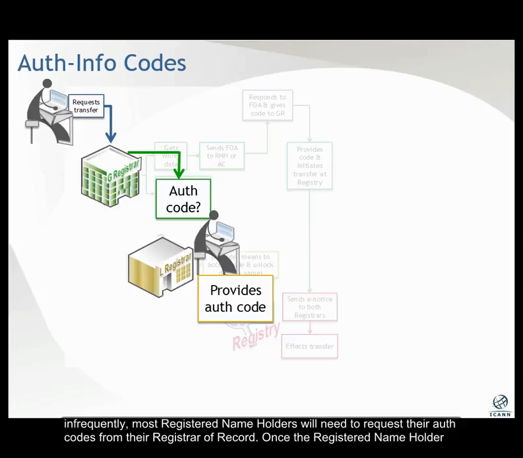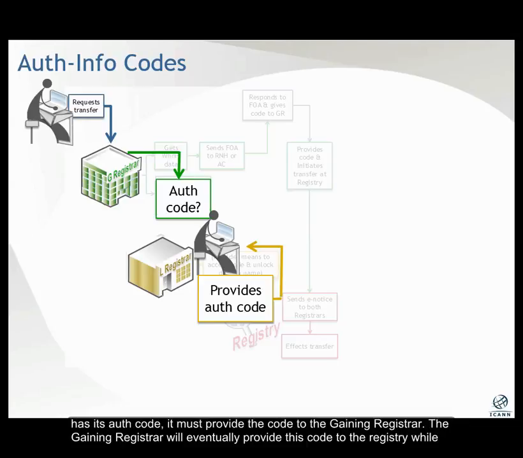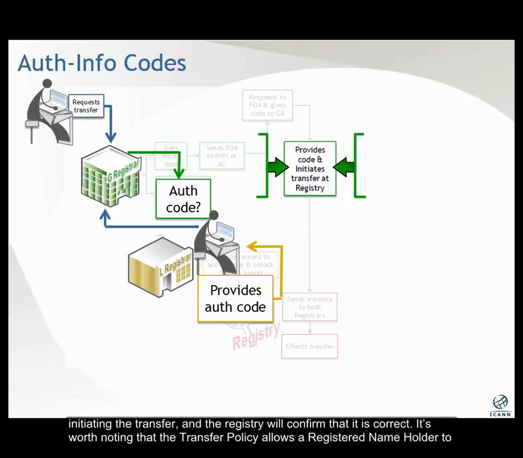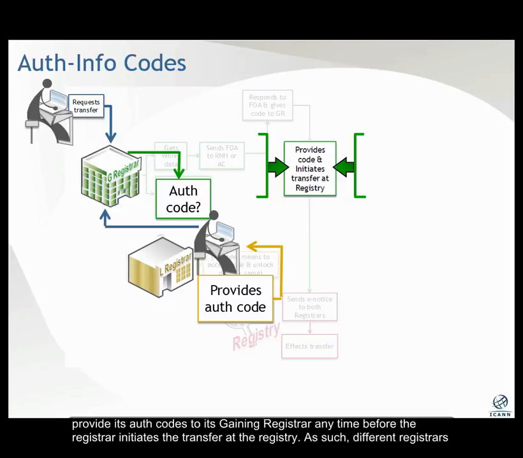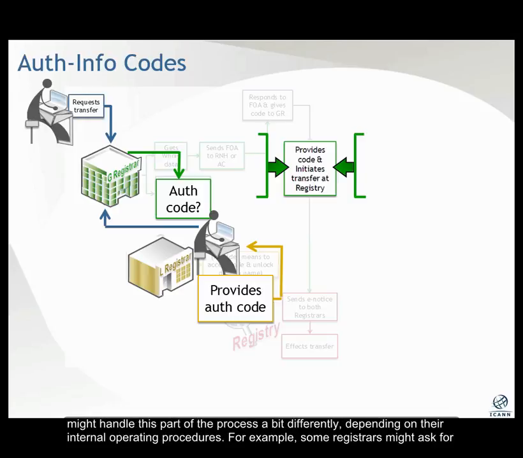Once the registered name holder has its auth code, it must provide the code to the gaining registrar. The gaining registrar will eventually provide this code to the registry while initiating the transfer, and the registry will confirm that it is correct. It's worth noting that the transfer policy allows a registered name holder to provide its auth codes to its gaining registrar any time before the registrar initiates the transfer at the registry. As such, different registrars might handle this part of the process a bit differently, depending on their internal operating procedures.